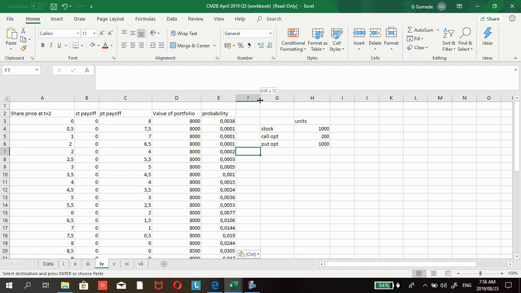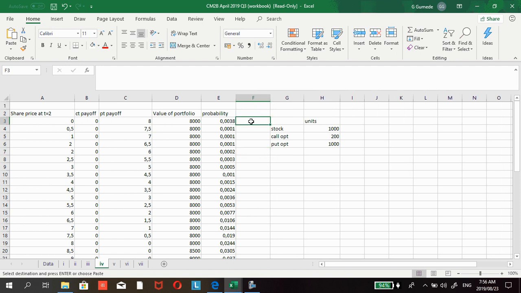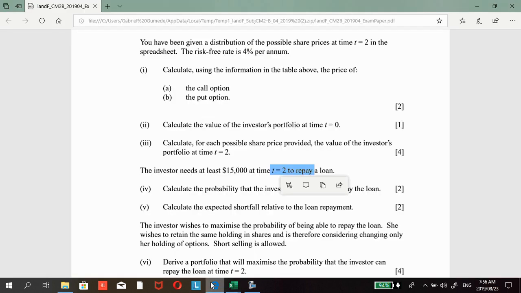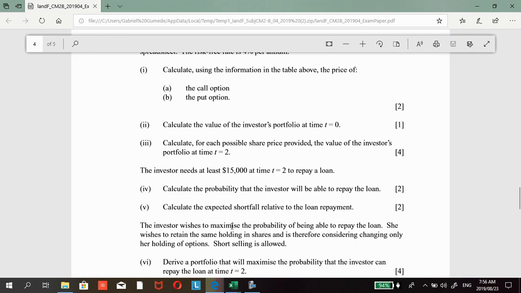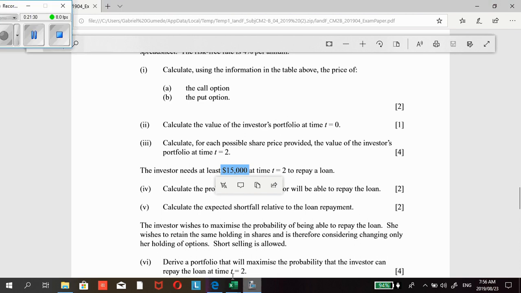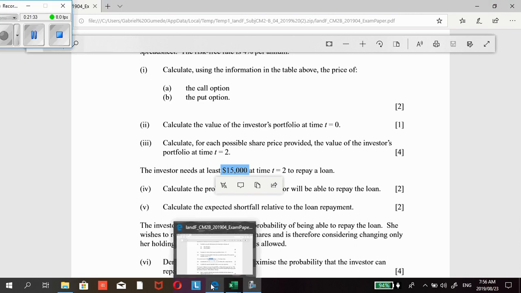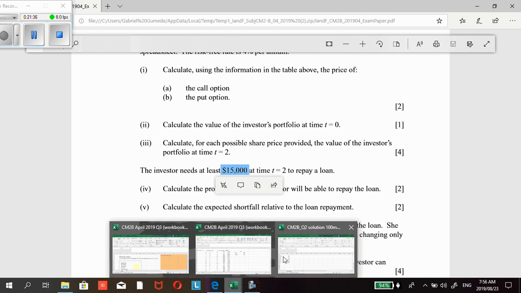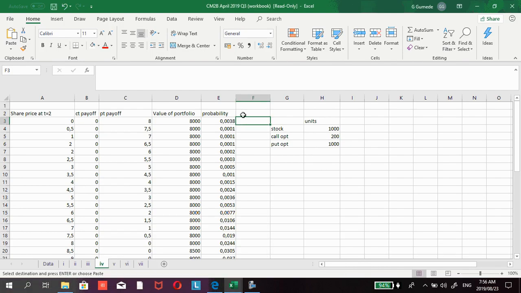Now I want the probability that my value at the end, at maturity, is greater than or equal to 15,000, because that's what this statement is actually saying. Okay, so what am I going to have there? Now, do you agree with me that this is quite easy? So the probability, I'm going to call this probability star. You'll see now why I'm doing that.